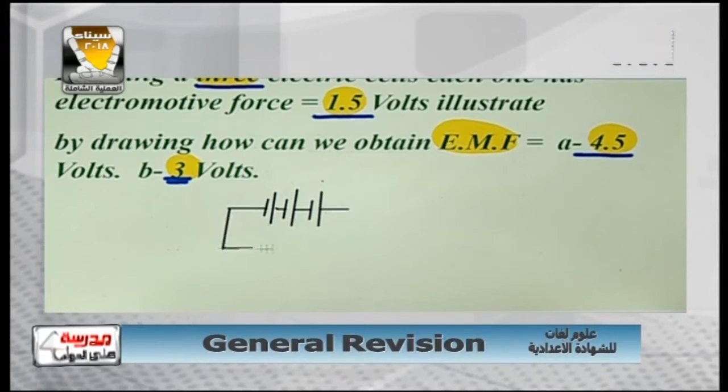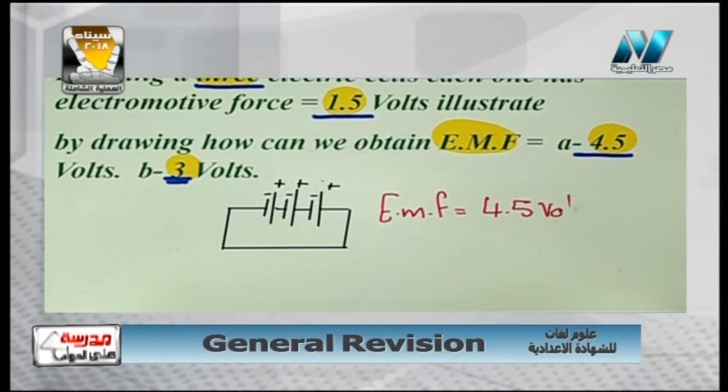Don't forget to write positive and negative poles of each electric cell, زي ما احنا شايفين قدامنا. So we have positive, negative, positive, and negative. Here we have electromotive force equal what? EMF equal 4.5 volts. And we know why? Because in the series connection it is E1 times the number of the electric cells. As we have 1.5 times 3 equal 4.5 volts.